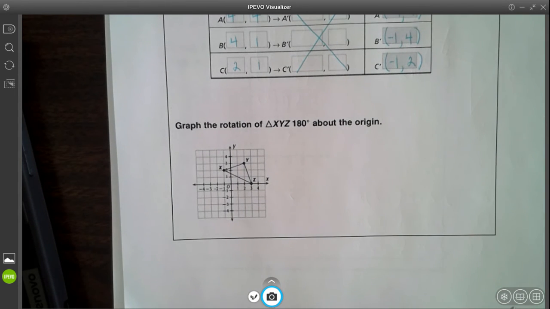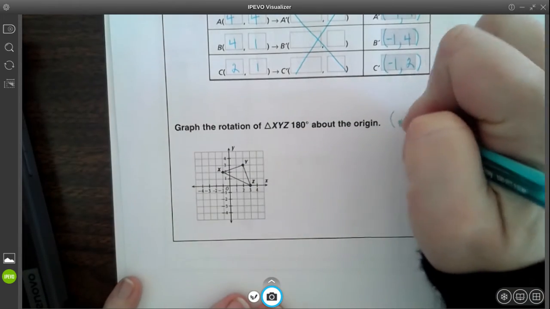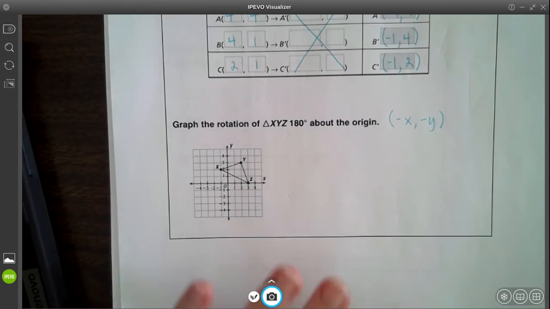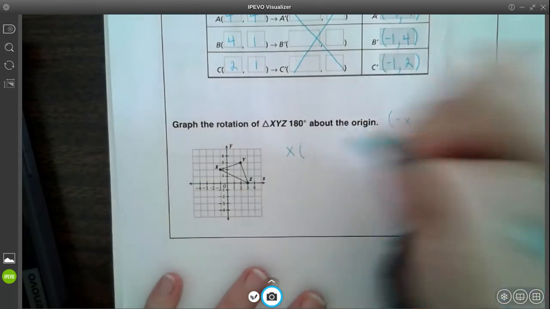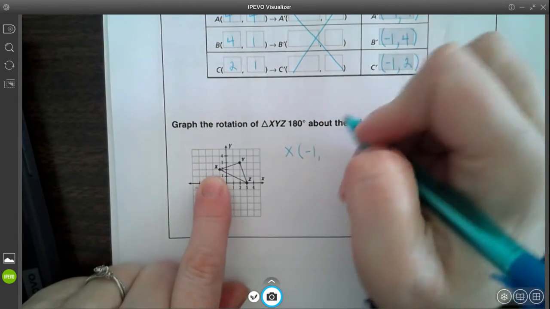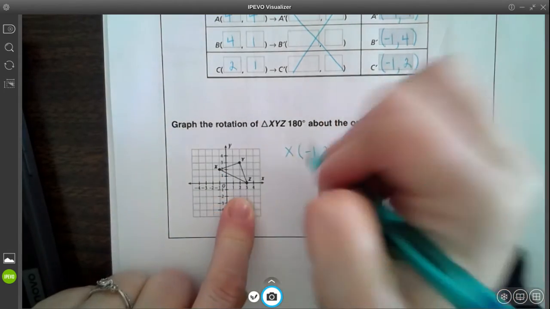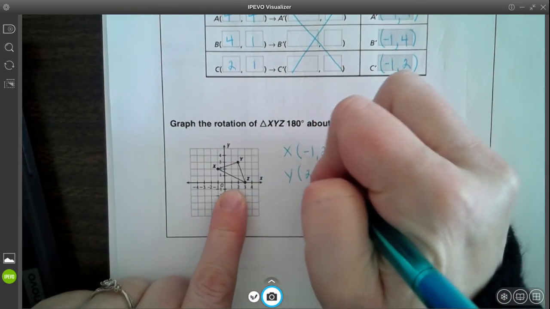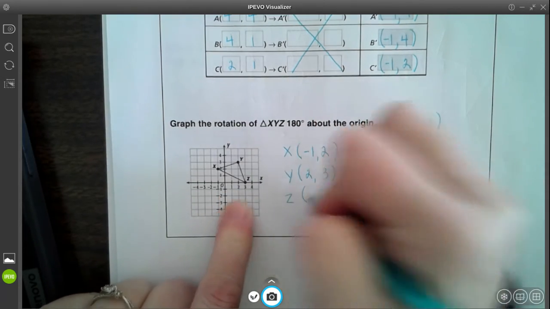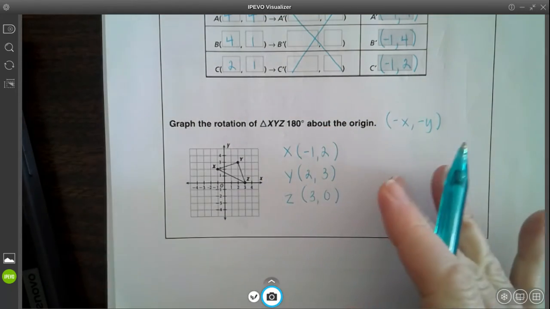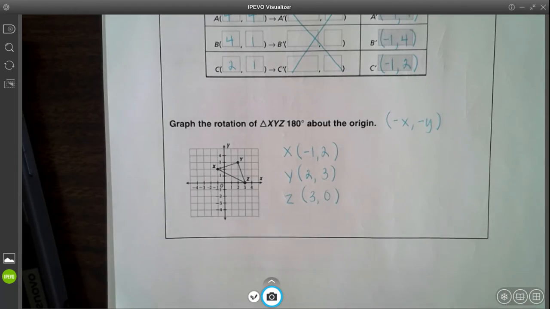Okay, and here's one that is a 180 rotation. For a 180 rotation, the rule is the opposite of the x and the opposite of the y. So let's go ahead and write the coordinates here. The original X is at -1, +2. Y is at +2, +3. And Z is at 3, 0. And I strongly suggest that you write out the coordinates and then write out the coordinates of the image afterwards.